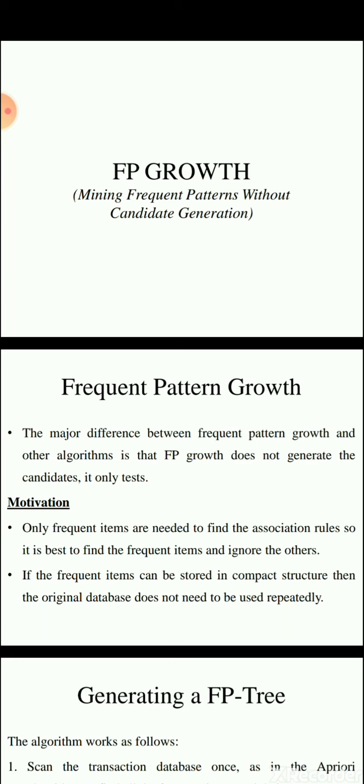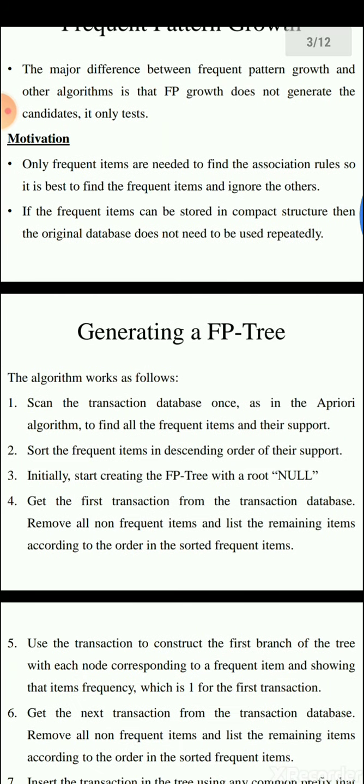So we will go to the frequent pattern growth algorithm. The main difference between frequent pattern growth and other algorithms is that FP growth does not generate the candidates. It only tests. Motivation: only frequent items are needed to find the association rules. So it is best to find the frequent items and ignore the others. If the frequent items can be stored in a compact structure, then the original database does not need to be used repeatedly. Let us look at how to generate an FP tree.